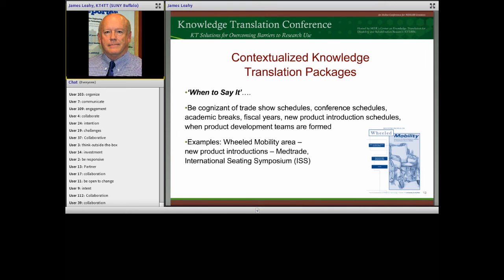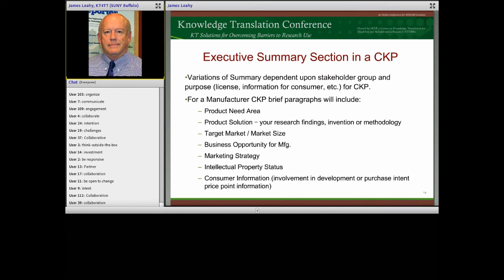In the last few minutes, I would like to briefly touch on the development of a CKP for manufacturers. There are 5 key elements in a manufacturer's CKP. They are an executive summary, a background current situation, what's actually happening with the consumer, what they're currently using, a technical section describing the results and the solution of your research, a marketing section which includes intellectual property, and lastly a consumer involvement, testing, and input section.